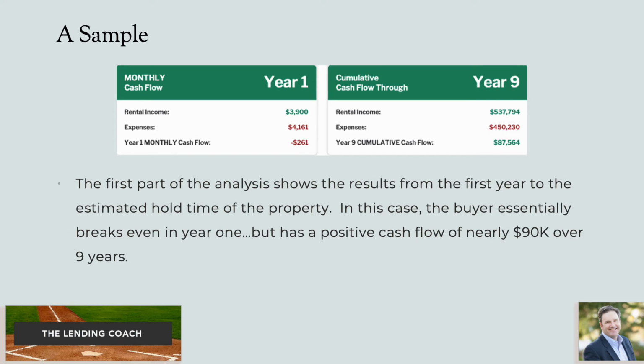The analysis done by this tool will actually break down monthly cash flow and cumulative cash flow for as long as the borrower is expecting to own the property. In this case, in our sample, we're using a 9-year hold, and you're going to see in the first year there's essentially a break even, but after year 9, there's a cumulative cash flow of nearly $90,000.